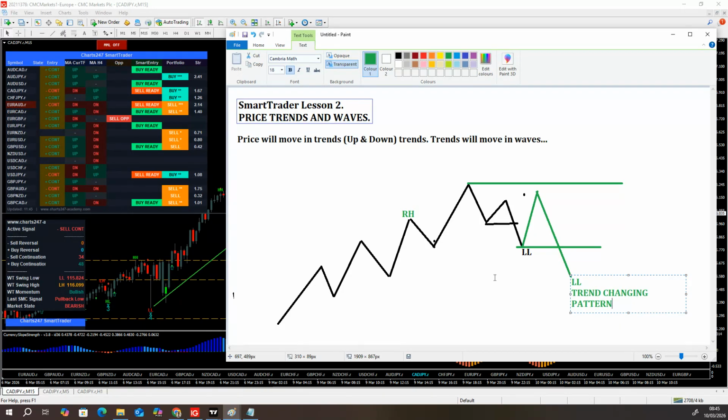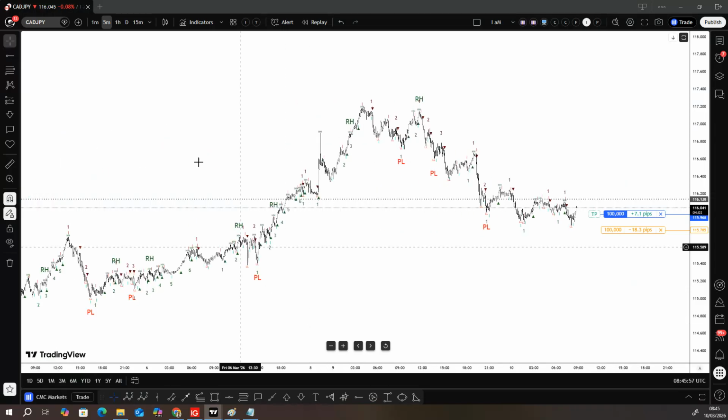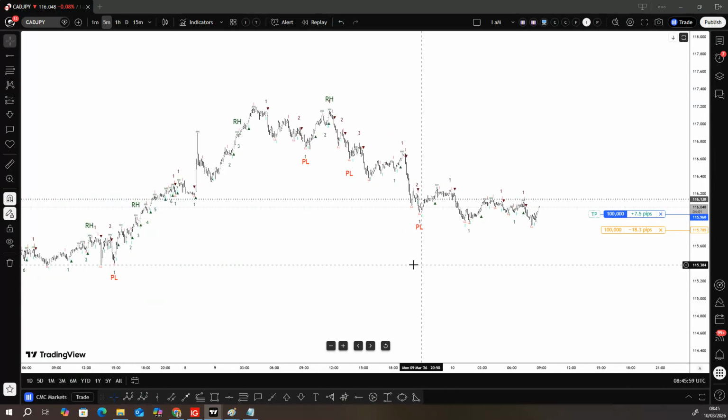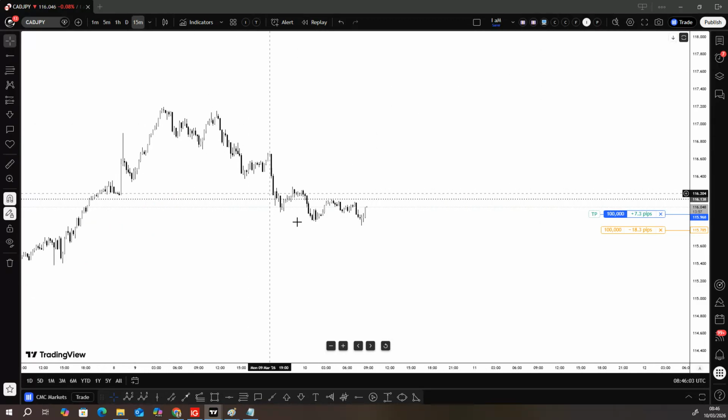Once you see this, the next question you have to ask yourself is, is this the first trend changing pattern? If your answer is yes, you can still buy this when this market settles down. And now that takes us to the chart in front of us. This is the 5 minutes of the Canadian dollar Japanese yen. We saw on the 15 minutes, we have a trend changing pattern.